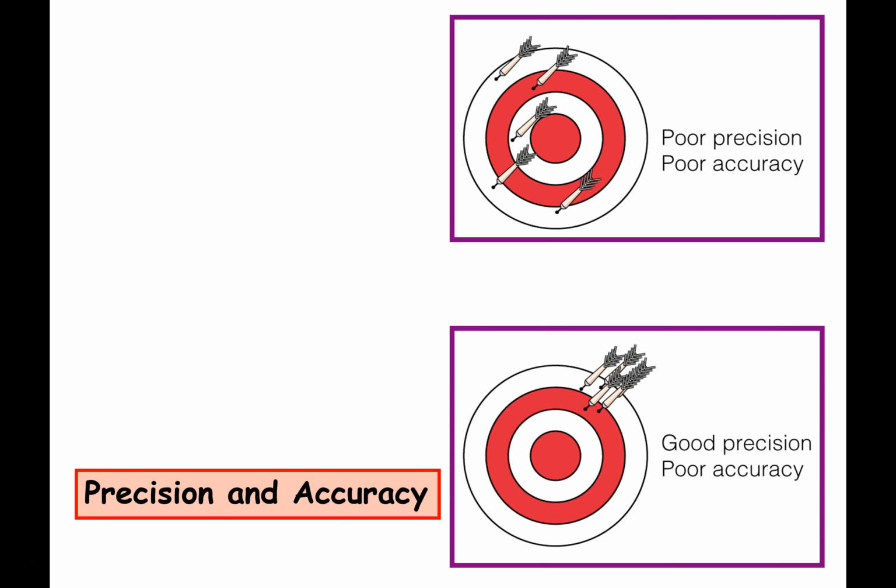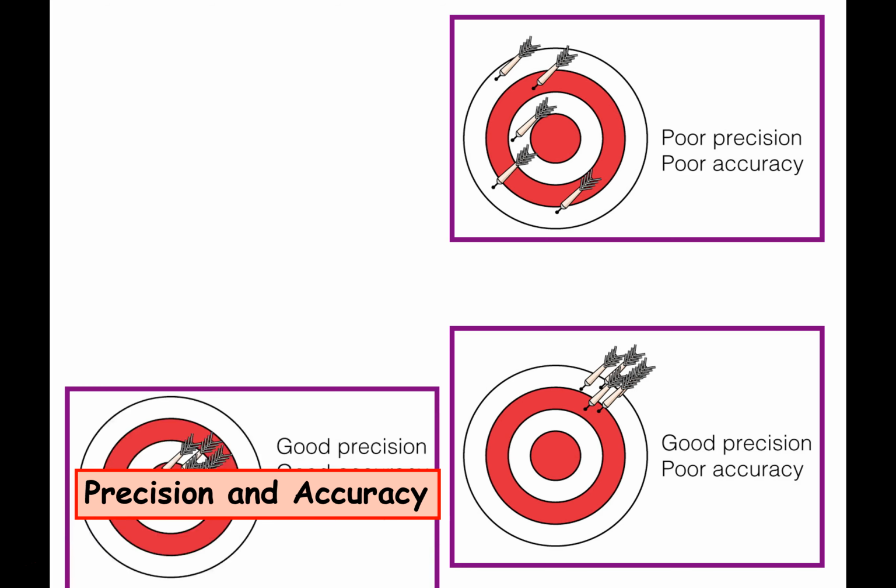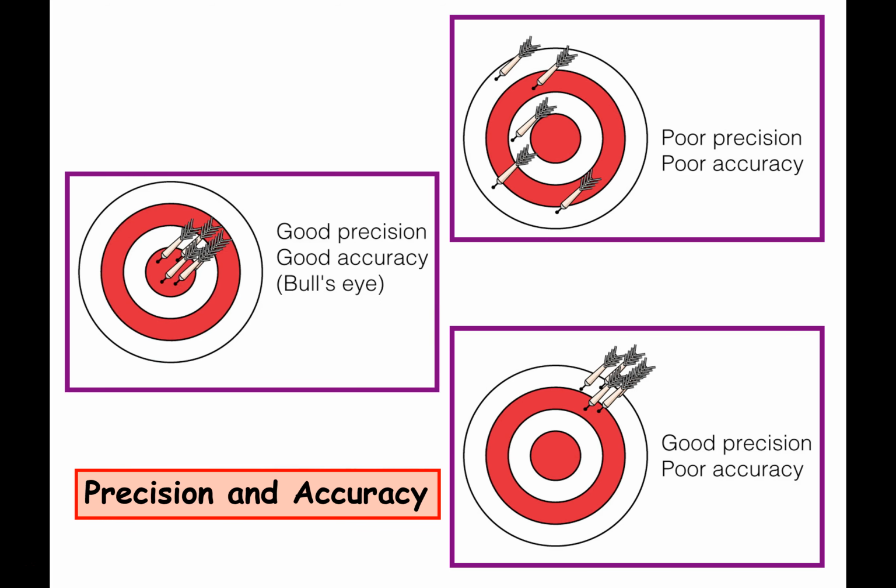Okay, here we go. Nice, tight. That's pretty impressive. So the precision is very reproducible, but not very accurate. And this one, the average is nice and tight, good precision, and the average of them is right in the center of the bullseye.